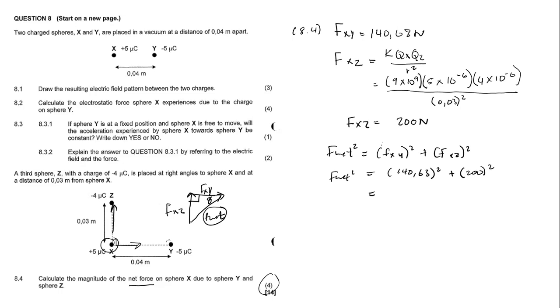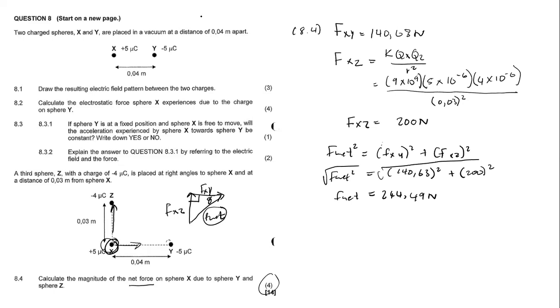We say 140.63 to the power of 2 plus 200 to the power of 2. And then I get 5 something, and then I'm going to root my answer. I can even root it from here to show that I have already inserted this. I don't want to do a lot of steps that are not necessary. So it's going to be 244, my final answer, to 2 decimal places, .49 newtons. Therefore, this would be the net force experienced by X due to these other 2 charges. Okay.